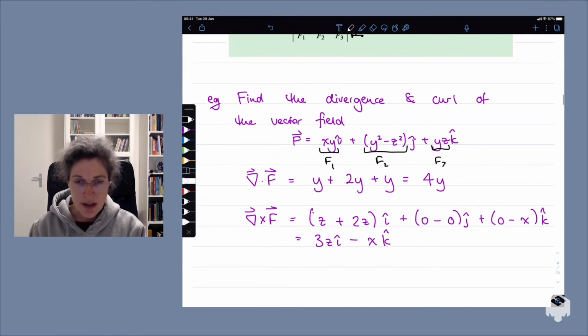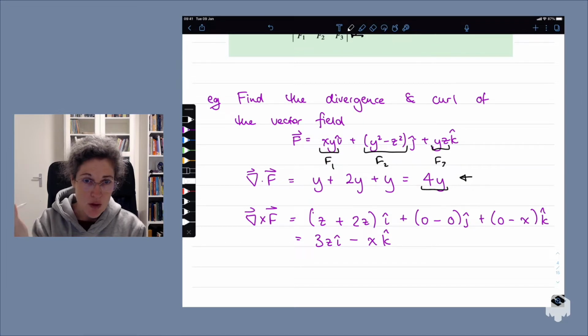And if you feel like practicing, you can just check finding the divergence and curl of this vector field. Checking our divergence here just gives us 4y, so that is just a scalar. Okay, it depends on y, but y is just a number, so depending on where you're looking, for whatever point you're looking at, you will get a divergence of 4 times whatever your y component is, just a number.